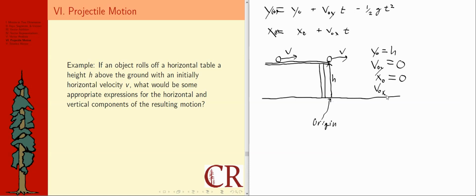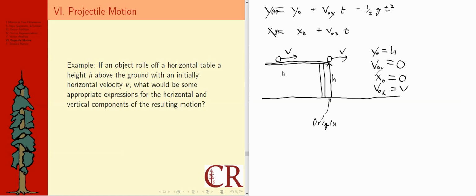Let's look at v naught x now and see what we can do with that. Well, we have this v that was given to us, which is described as the initial horizontal velocity. And v naught x is the horizontal component of the initial velocity. So wouldn't it make sense if that one is equal to v?